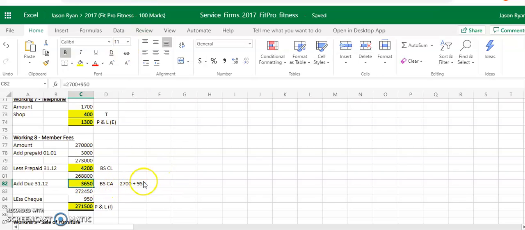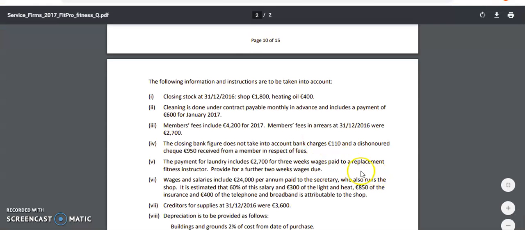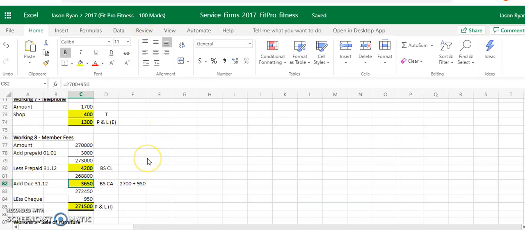And remember that 2,700 here, we're adding on a check. In this question, they've come up with a check that has bounced. So the closing balance for the bank does not take into account bank charges of 110 and a discount check of 950. That discount check, received from a member, meant that a member has written a check to pay for fees. That check has bounced, so that means that the fees are going to go down by 950 from the check, but also what's due to us is going to go up.